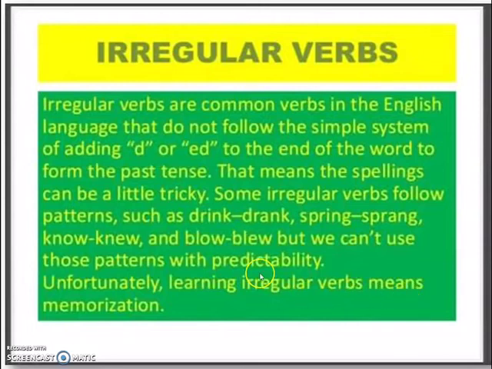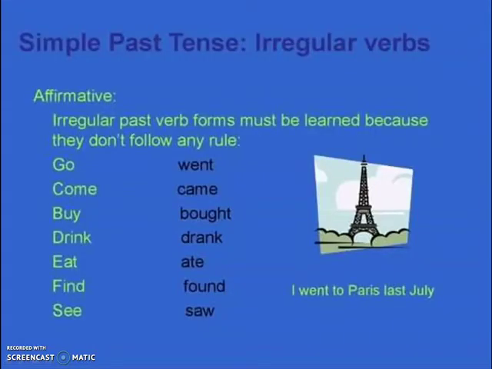Some irregular verbs follow patterns, such as drink, drank; spring, sprang. Here we changed the vowel letters. Instead of I, we put A. Know, knew, and blow, blew, also change the vowel letters. But we can't use those patterns with predictability. Unfortunately, learning irregular verbs means memorization, so you have to study them by heart because they don't follow any rule, as we see here.